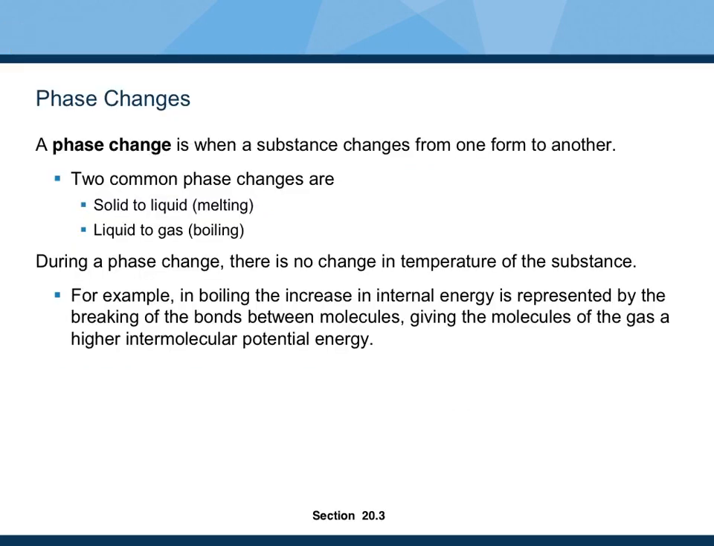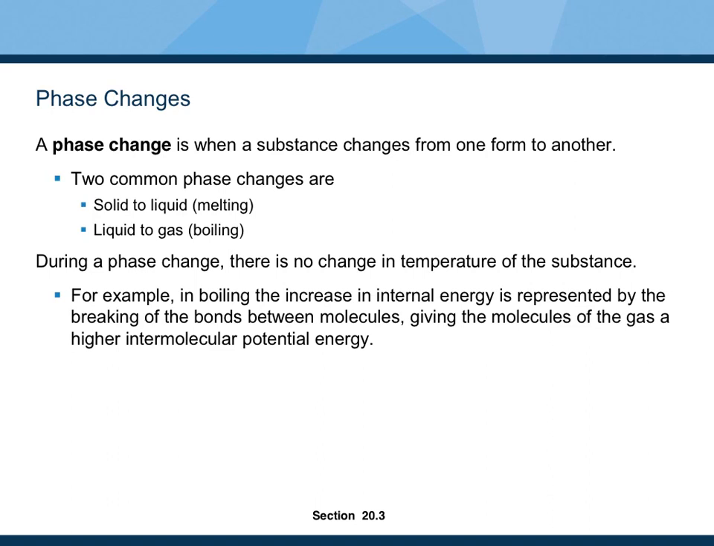If we provide energy to water, the temperature of the water will increase. When the temperature of the water reaches 100 degrees Celsius, the boiling point, the water will change to steam. We call it the phase change. A phase change is when a substance changes from one form to another. Two common phase changes are solid to liquid, which we call melting, and liquid to gas, which we call boiling.